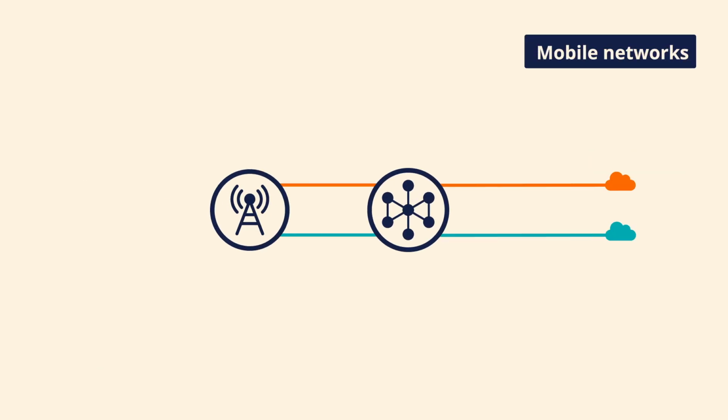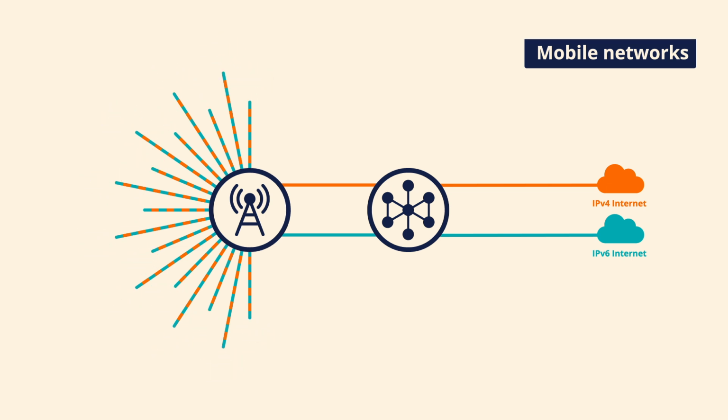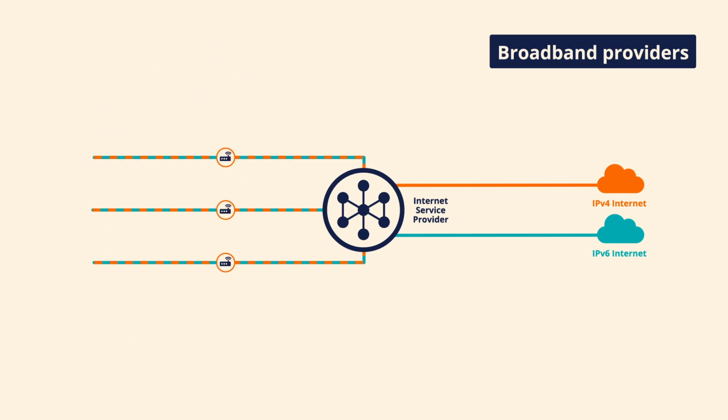464XLAT excels in several critical scenarios. One example is for mobile carriers deploying IPv6-only networks while maintaining app compatibility. The second example is for broadband providers offering IPv6-only access services. The ISP supplies or updates customer equipment with CLAT functionality, eliminating the need for customers to purchase new devices.